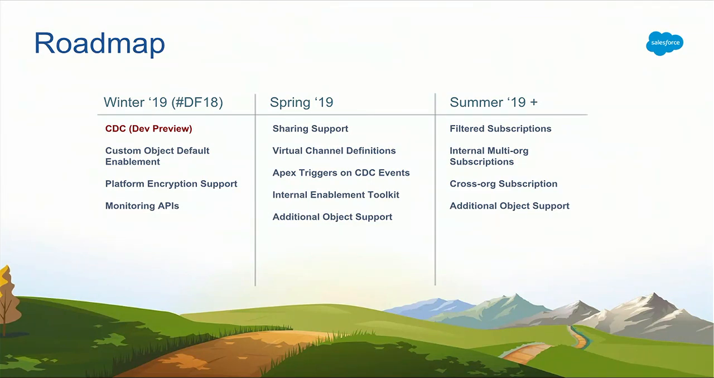Spring 19, the next release, we're looking to add sharing support. So how do I apply sharing rules to these change events based on the parent entity, so that I could have an end user subscribe to the change stream and only receive change events for the entities and records that I have access to via sharing rules.